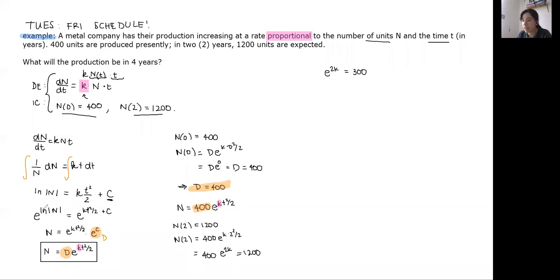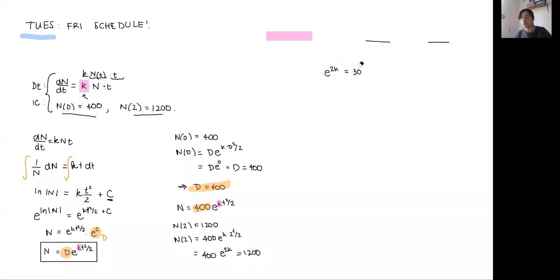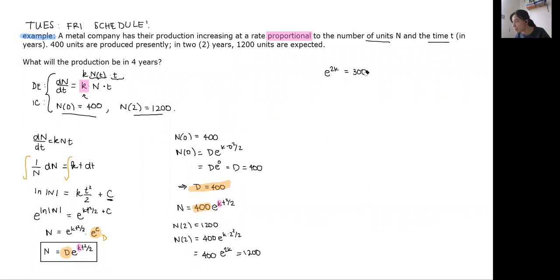Wait, miss. How is it 300? Because it's 1200 over 400, it's 3. Yeah, sorry. I don't know how to divide. Thank you. Okay, one day I'll get this. There you go. Thank you.